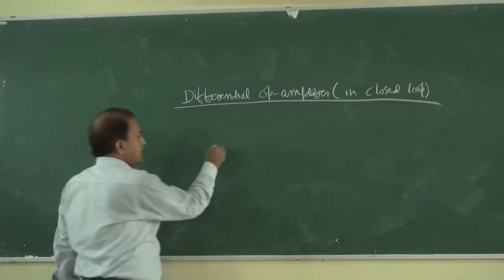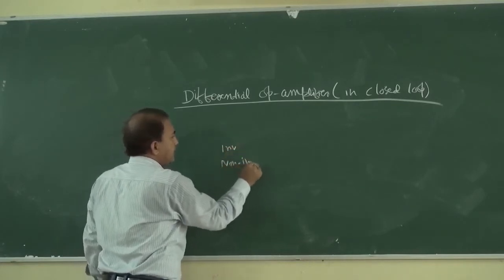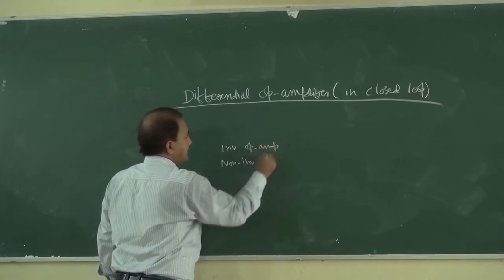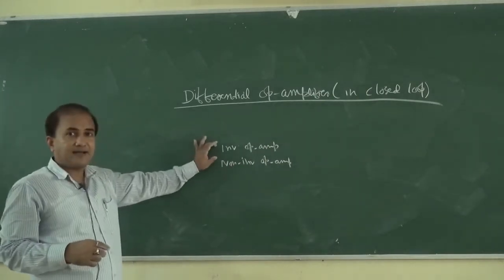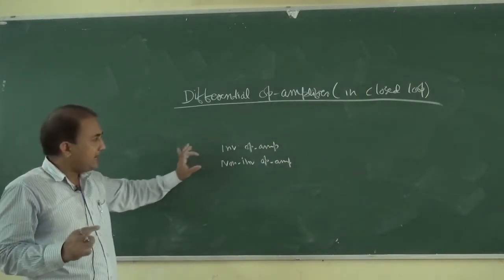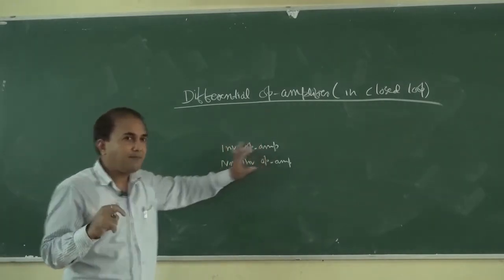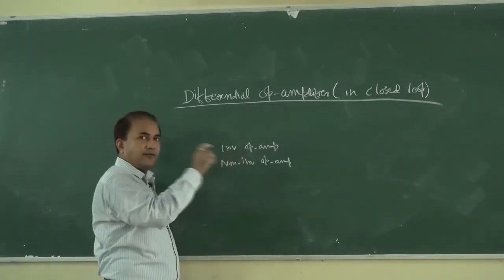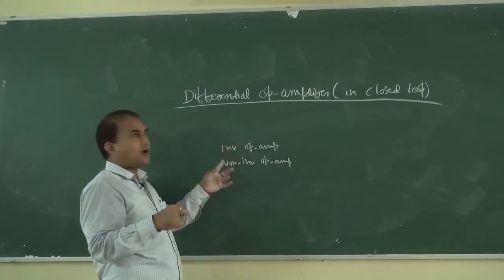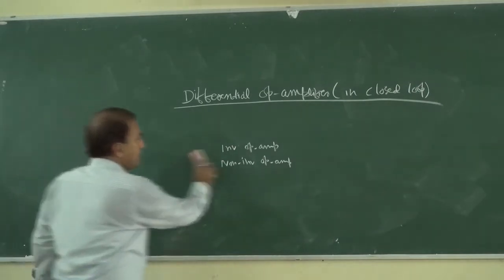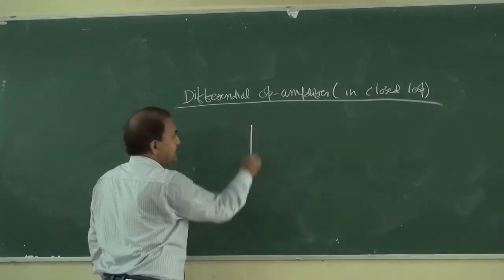So we have seen two types of amplifier, that is, inverting and non-inverting operational amplifier in closed loop configuration. The inverting operational amplifier is also known as a voltage shunt feedback amplifier, and the non-inverting operational amplifier is known as a voltage series feedback amplifier. Now we have seen how to calculate V output and the closed loop gain in both cases. Now we will see the differential operational amplifier in closed loop. First of all we will see the circuit diagram.